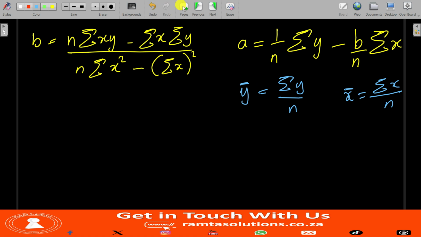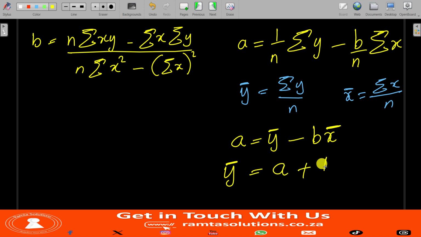Alright? So we are therefore saying this a could further be written as a is equal to average of the y values minus b times average of the x values. Hence, average of the y values is equal to a plus b times average of the x values. Right? This is what we can say as well.